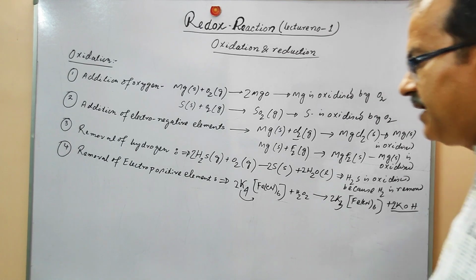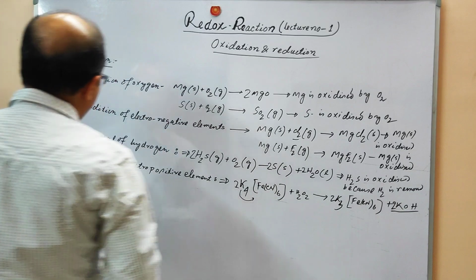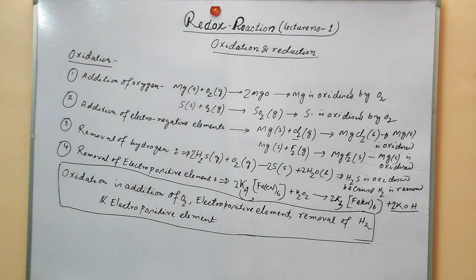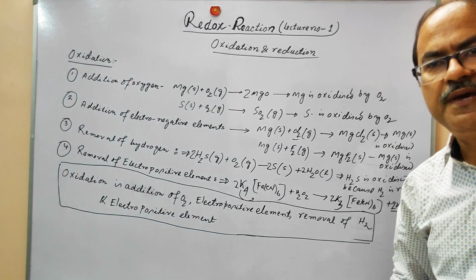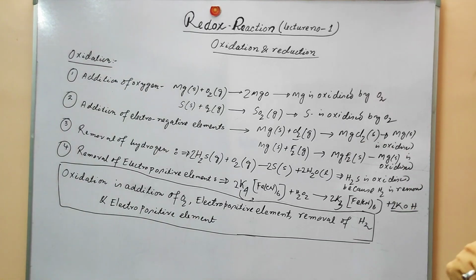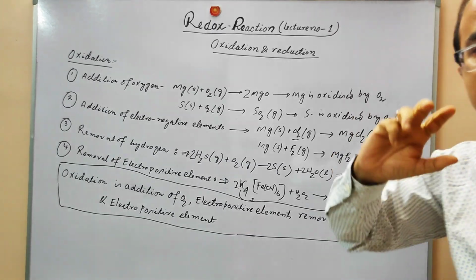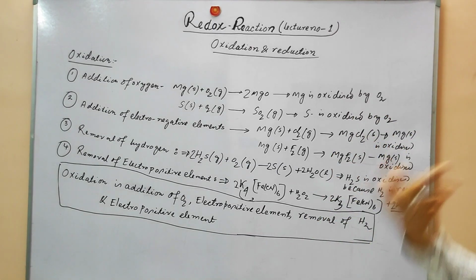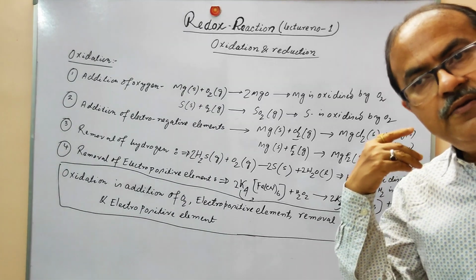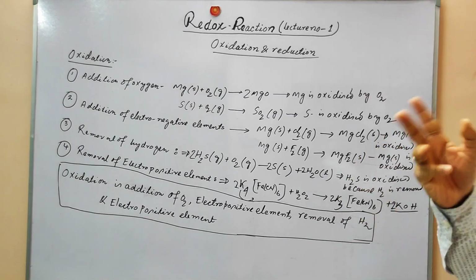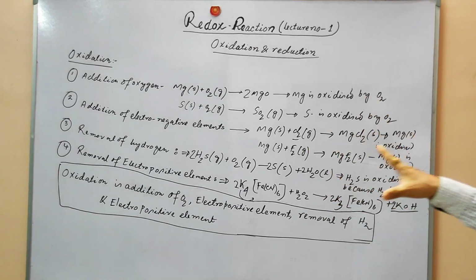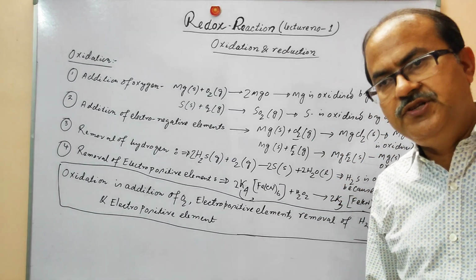So we can make a summary of all these four examples. How do we define oxidation? It is the addition of oxygen, the addition of an electronegative element, the removal of hydrogen, and the removal of an electropositive element. This is what we can say is oxidation.